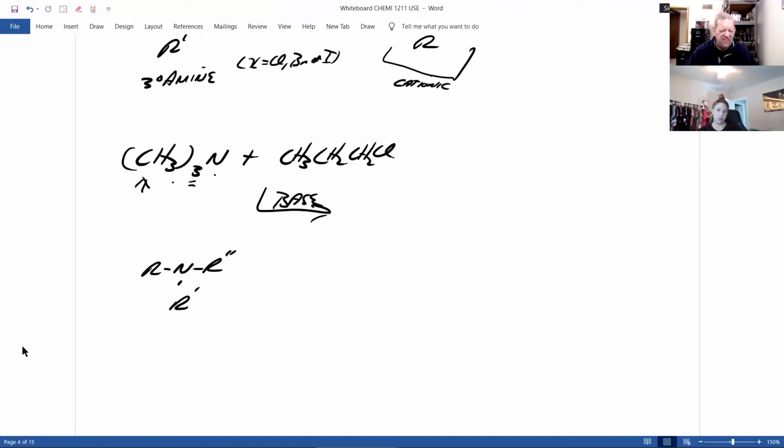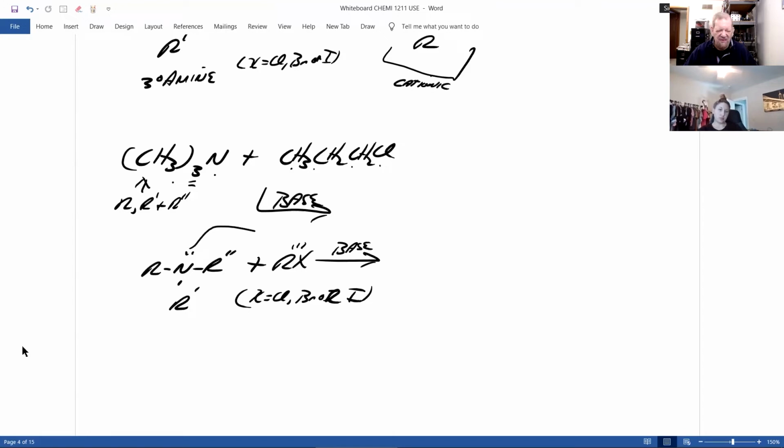And here our R prime and our R double prime are methyls. Here we have a halogen on a carbon, an alkyl halide. And in the presence of base, and let me not forget, X can be chlorine, bromine, or iodine. Again, the lone pair attacks that and now forms a quaternary ammonium salt.